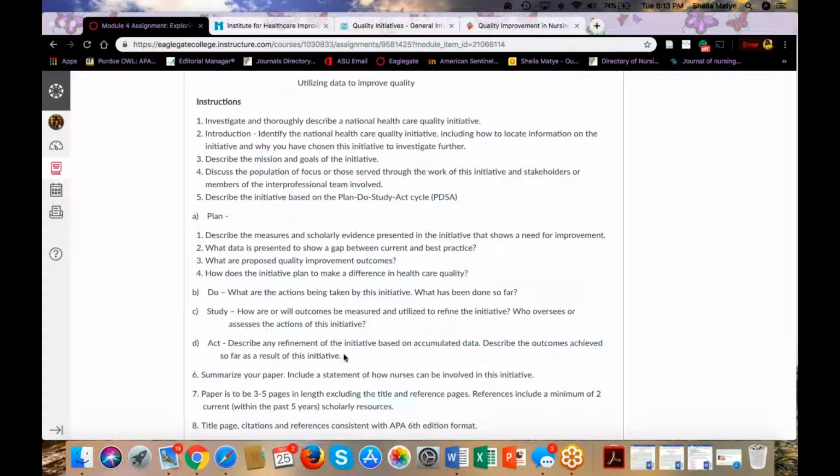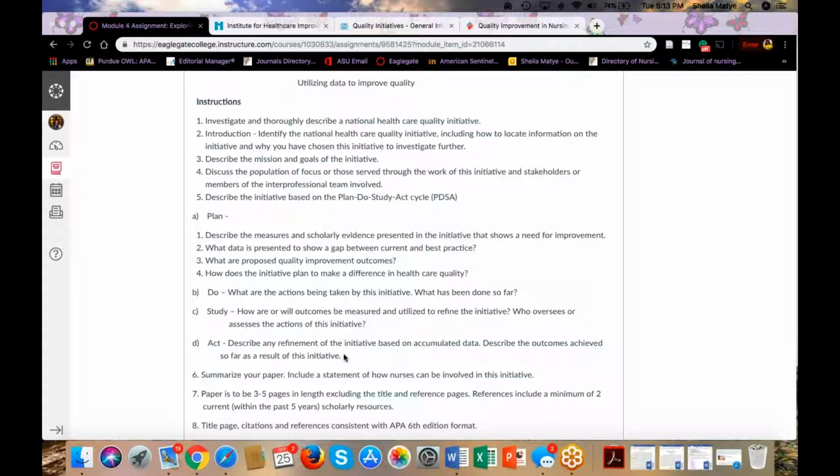Okay. Who oversees and assesses the action, or I mean, under the act, so far as a result? So far, this is what's happening. We would hope to project, or we would hope that we're going to see this happen. But as of right now, I do not have that evidence, and that's perfectly okay. Okay, so some students have taken one that's been completely done.